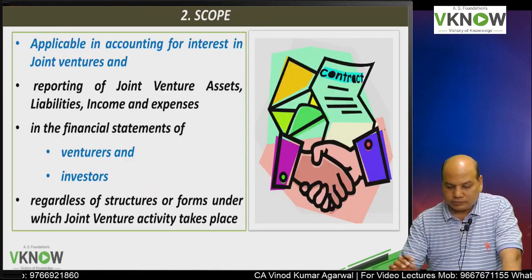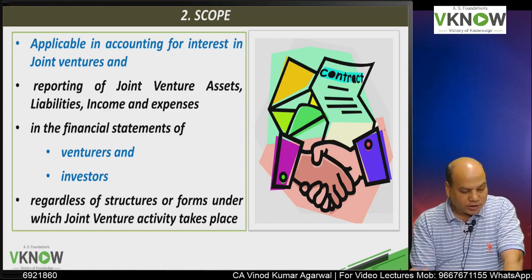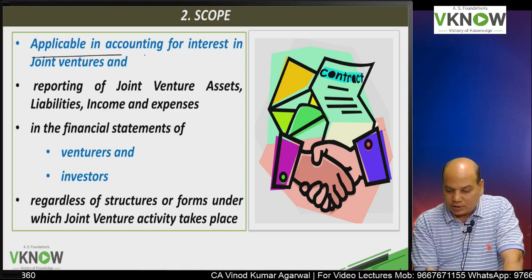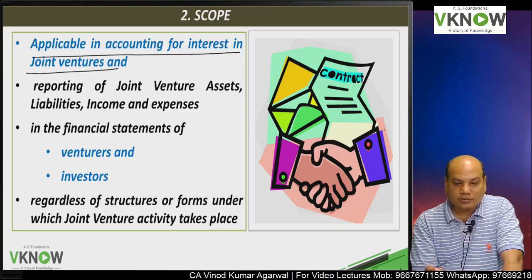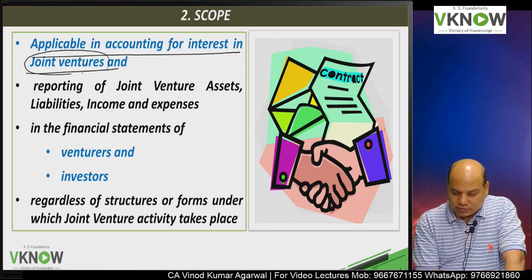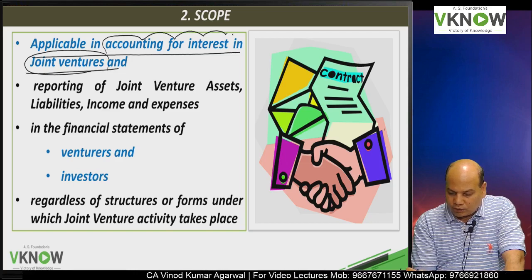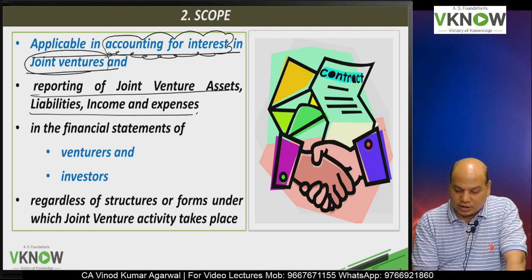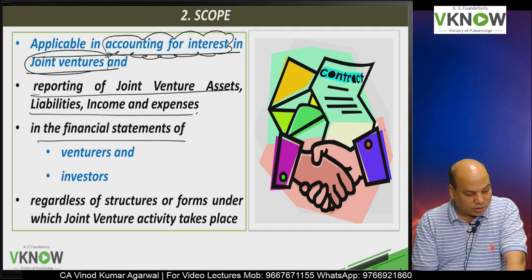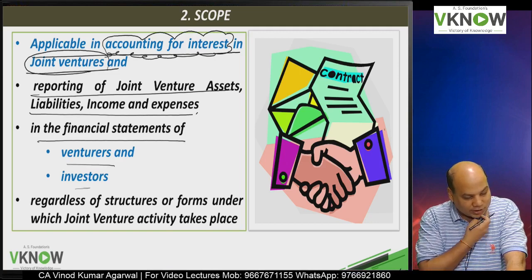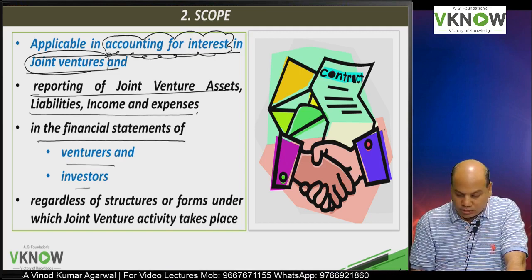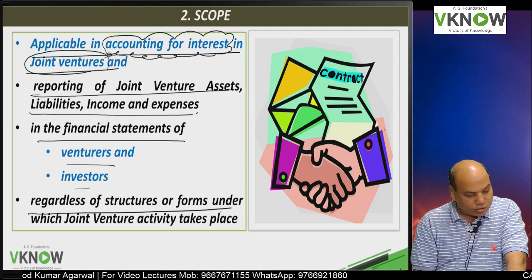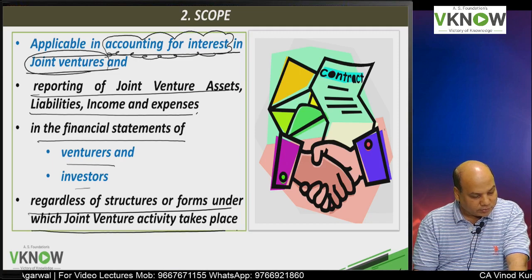Next point is the scope of the standard. This standard is applicable in accounting for interest in joint venture, that we have discussed. How to do accounting of your stake, of your interest in joint venture, how to report joint venture asset, liability and income in the financial statement of venturer and investor. This line is getting repeated. Okay, regardless of the structure or form in which joint venture activity takes place.